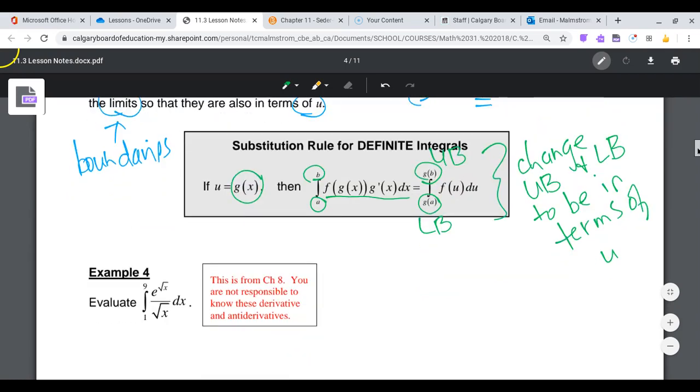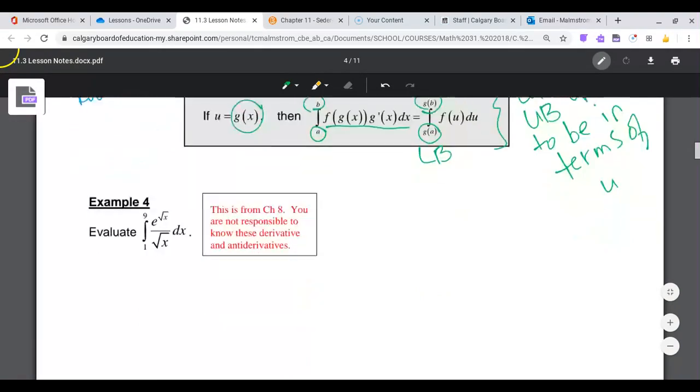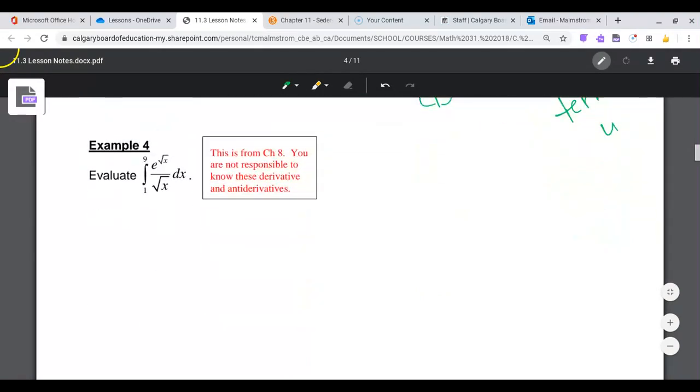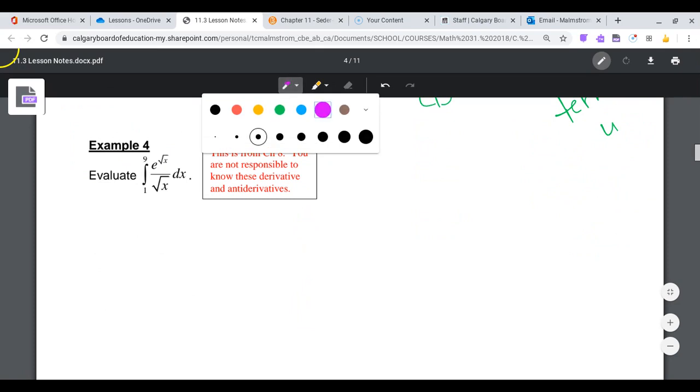Now, I know this is an exponential function, and it's from chapter 8, and you're not responsible to know it, but I'm still going to go through this question. The derivative of e to the x is e to the x. So it's really a straightforward derivative. You will not be tested on this.